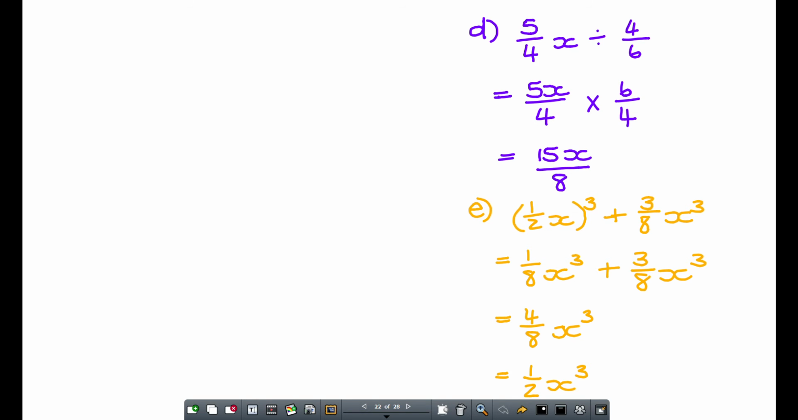Any questions at D? Okay, then at E, please remember that this to the power 3 applies to the half and to the x. So a half to the power 3 will give me 1 over 8. And then x to the power 3 will become x to the power 3. Okay, now I want you to see that they both have an unknown of x to the power 3. So they are like terms. Right? And 1 over 8 plus 3 over 8 will give me 4 over 8 x to the power 3. And that can be simplified to a half x to the power 3.